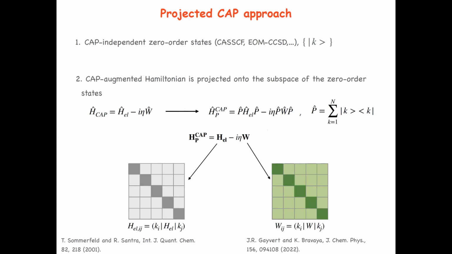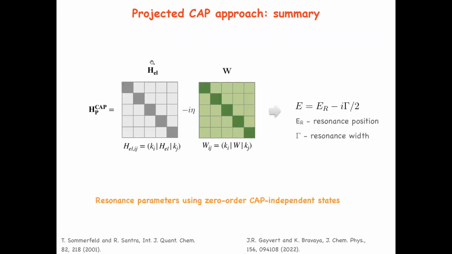In principle, what it means is the following: we do a single electronic structure calculation that doesn't know anything about the existence of CAP. The other step that we have to do is to calculate the CAP matrix in the basis of these zero order states. But this can be trivially done as CAP is a one electron operator. If we get state specific and transition one particle densities from the electronic structure calculation, which does not know anything about CAP, then we can do that. So this is exactly how we approach this problem.